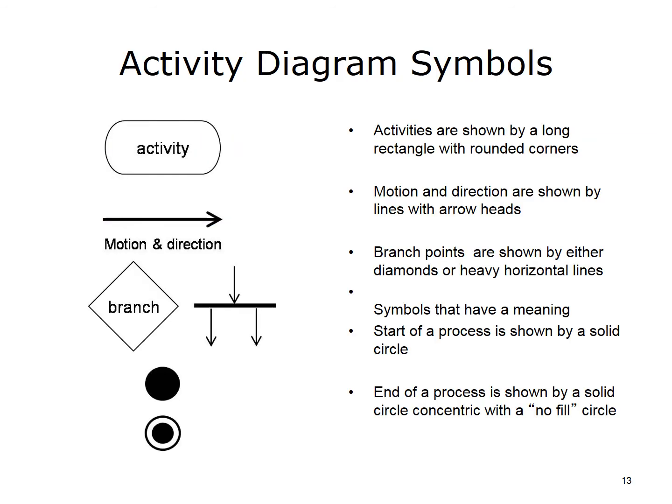An activity, shown by a long rectangle with rounded corners, is a task that is performed either by a person or a computer system. Motion and direction, shown by lines with arrowheads, indicate the flow of the process or information. Branch points in a process, shown by either a diamond or a heavy horizontal line, indicate when more than one option or path exists by which the process can proceed or the information can flow. The start and stop of a process or information flow are shown by circles.